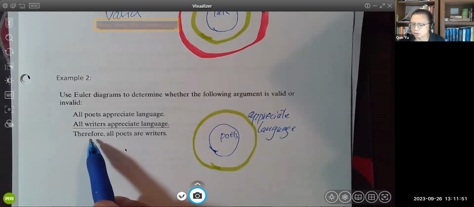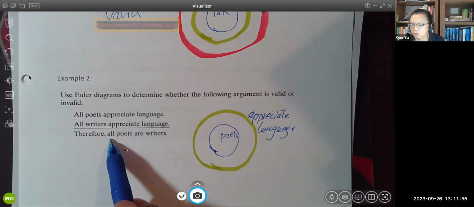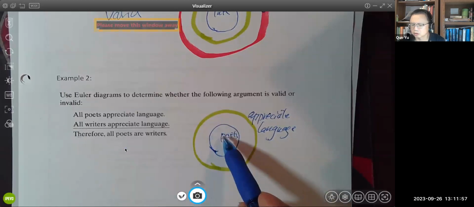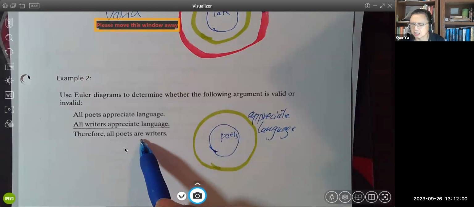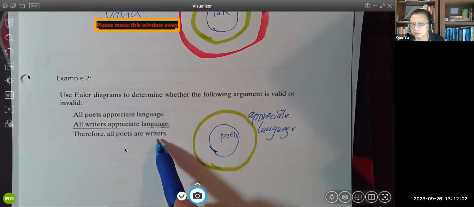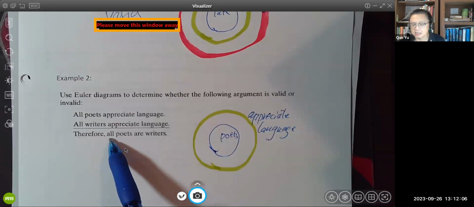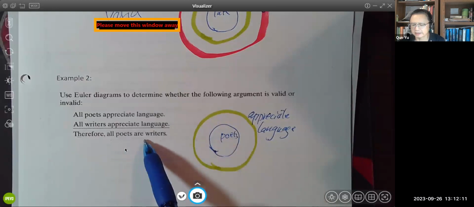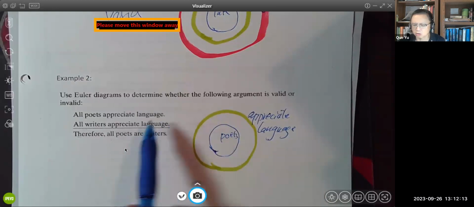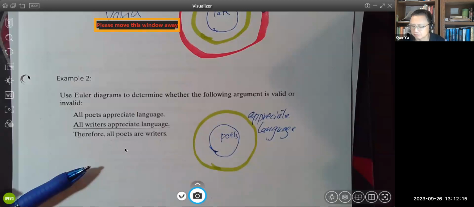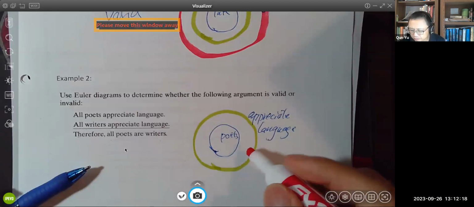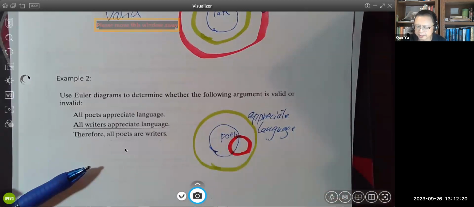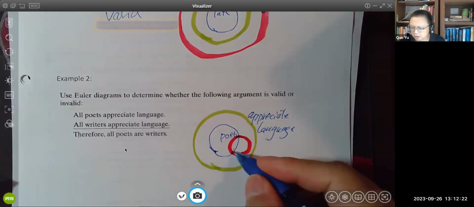So let's see which two circles are involved in the original conclusion. Poets, which is the blue one, are writers. Writers is the red one that I'm going to draw. All A are B. Their conclusion is that the poets circle will be entirely inside that red circle that I'm going to draw. I'm going to go against that. This is my writer circle.